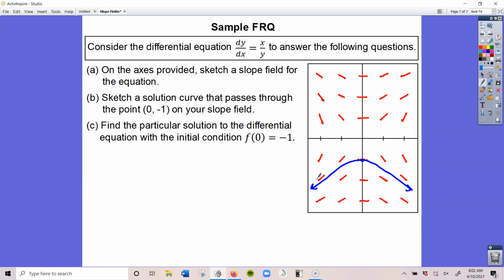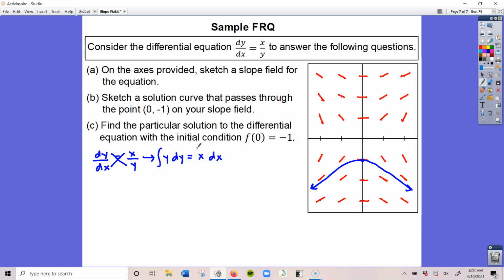Now for C, it says to find the particular solution to the differential equation with the initial condition f of 0 is equal to -1. So here we're going to have to solve. We have dy/dx is equal to x over y. What I notice is that my y's are diagonally across and so are my x's, so we can cross multiply. And we would get y dy is equal to x dx.